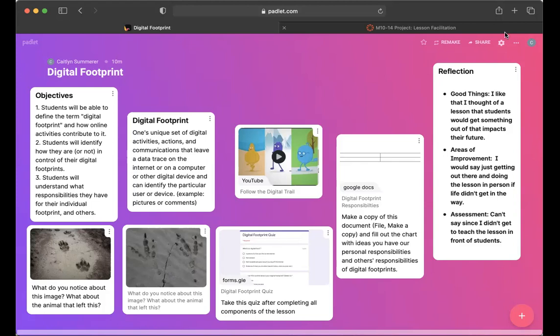My definition of digital footprint was one's unique set of digital activities, actions, and communications that leave a digital trace on the internet or on a computer or other digital device, like an iPad or an iPhone, and can identify the particular user or device. And some examples I used were pictures and comments, because those are two of the ones that make sense a lot. And so I gave them the example of how you can really identify somebody who uses that, or identify who the user is and what their device is.